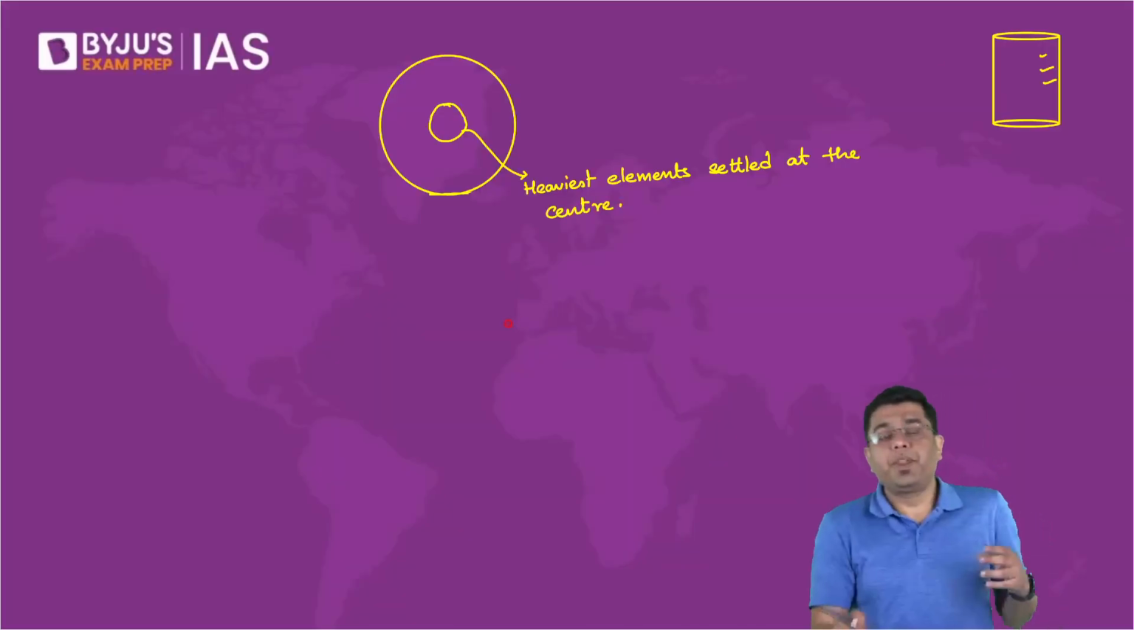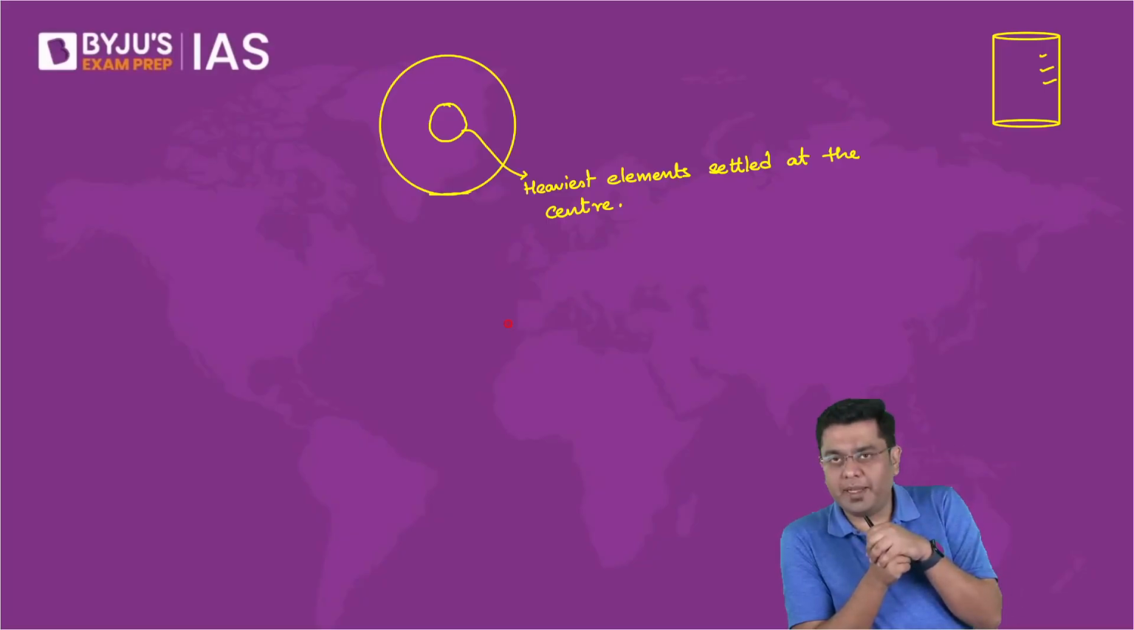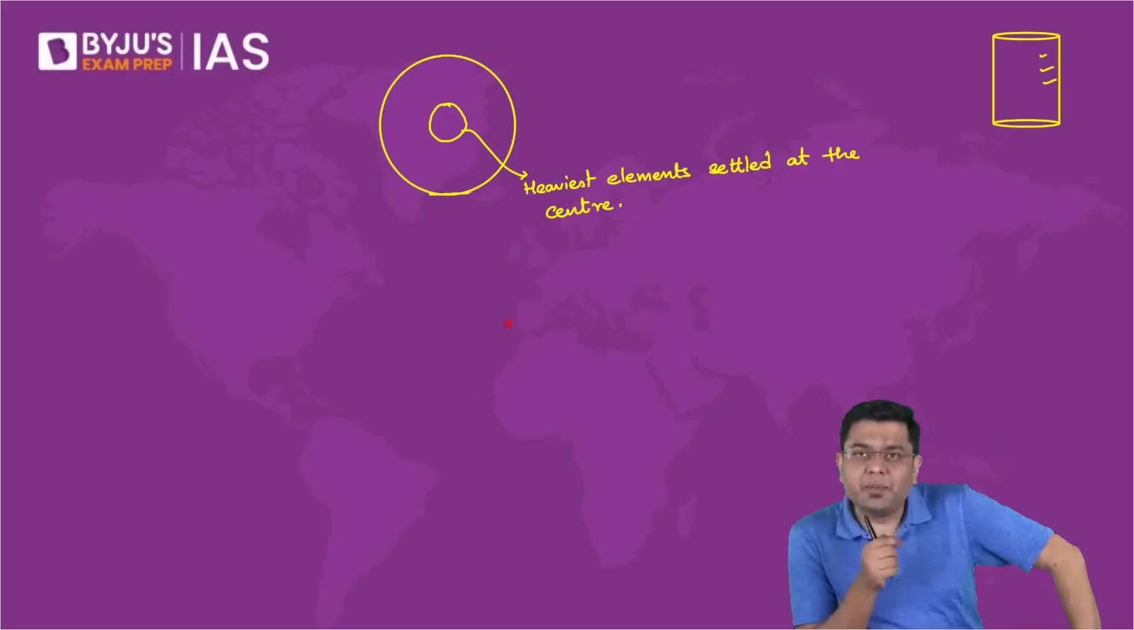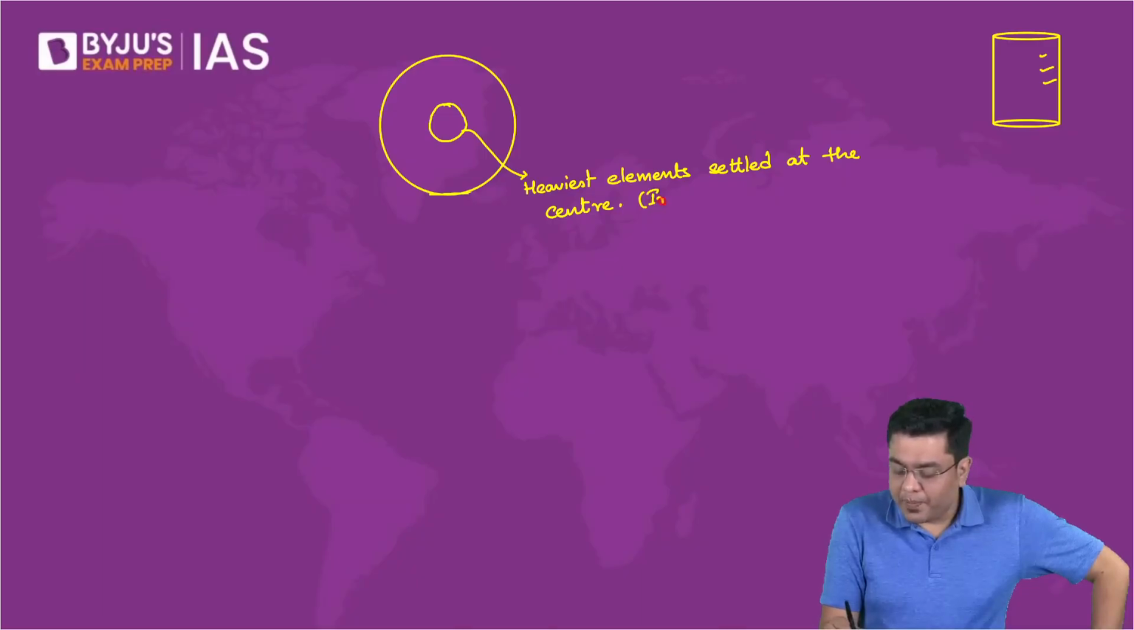Now, which were the heaviest elements available on the planet at that point of time, if you think about it? At that point of time, you did not have enough uranium, you did not have those heavier elements. The heaviest elements which were present were actually iron and nickel. So, iron and nickel being the heaviest ones, they started settling down.